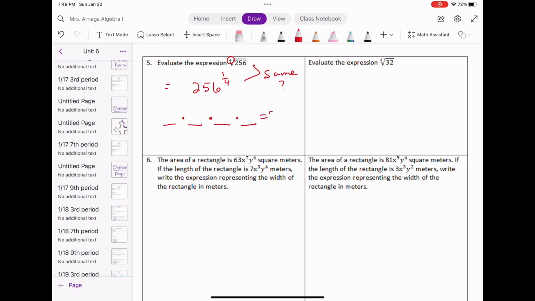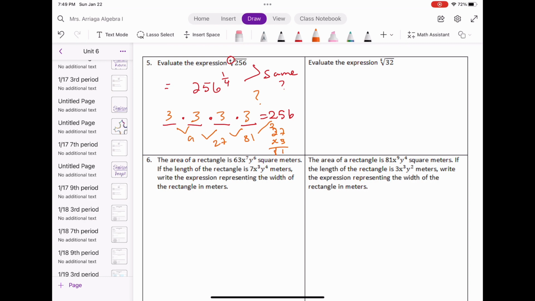And if you don't really know, you can start by trying any number. So let's say we tried 3. Let's see, 3 times 3 is 9. Times 3, 27. Times 3, well, let's do the math. It's 81. So it's not 256. So 3 doesn't work.